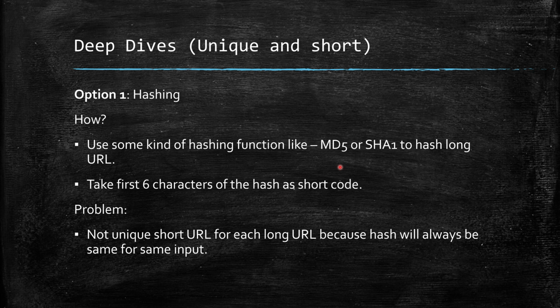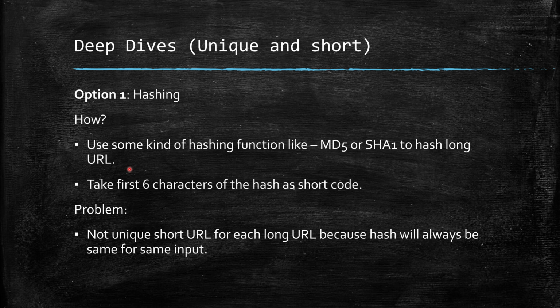The first non-functional requirement that we had was that the short URL code should be unique and short, right? It suggests so from the name, short URL. So here the first option is hashing. How can you use hashing to generate a unique and short code? You use some kind of hashing function like MD5 or SHA-1 to hash the long URL. You take the long URL and pass it to the MD5 hash generation algorithm, or SHA-1, SHA-256, whatever algorithm you choose for hashing.